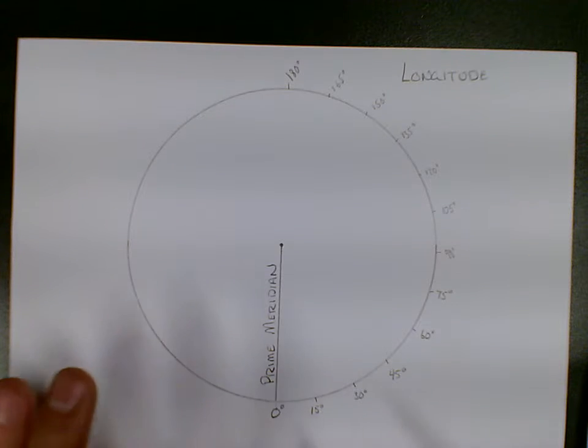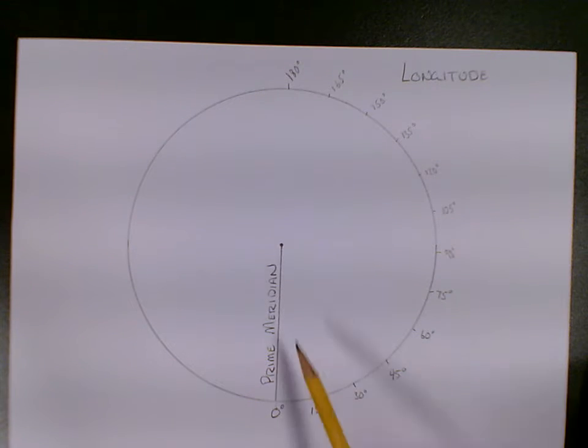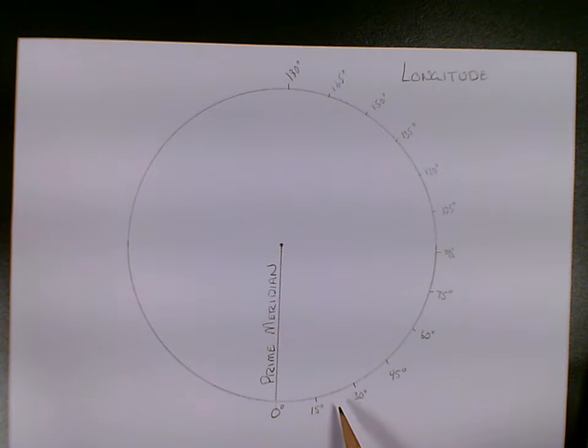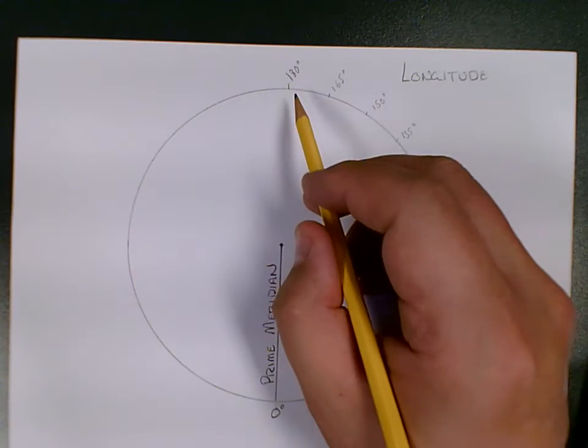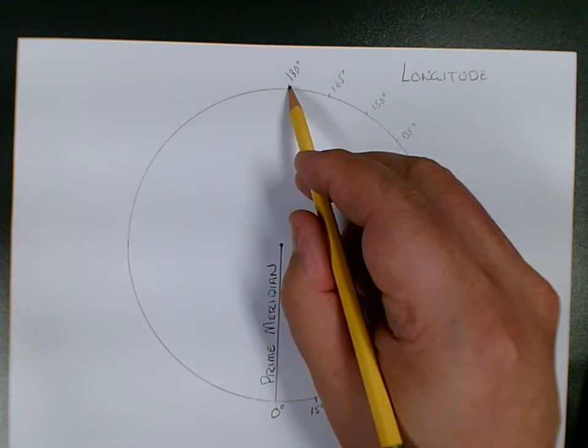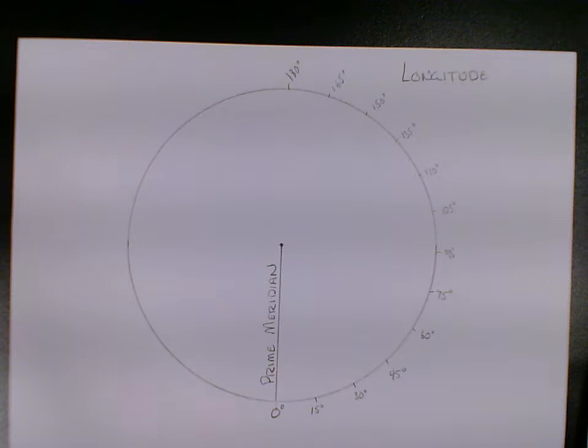Okay, so you should be at this point right now. You should have the prime meridian marked with 0. You should have a 15 degree interval going around the globe, or around the circle. And what we're going to do next is talk about the 180 line, the 180 mark over here. So in a second, we're going to draw a meridian for this. But what I want to do is give you some perspective.